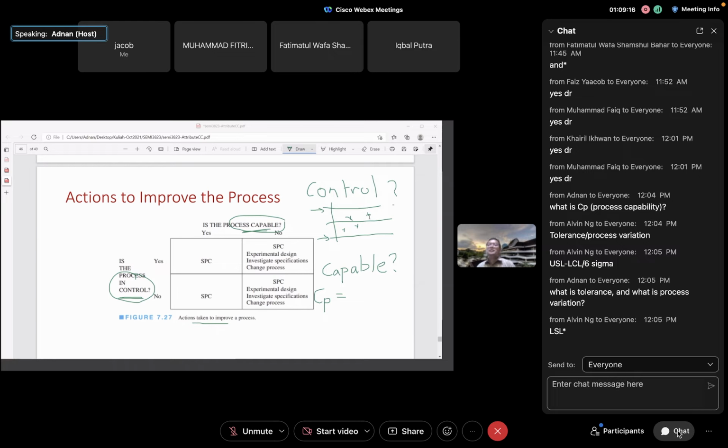Upper specification limit minus lower specification limit, that is the tolerance. What is process variation? Process variation is known as 6 multiplied by sigma. Don't confuse sigma in this capability with the concept of Six Sigma as a methodology for problem solving, which has a bigger meaning. In this case, it is 6 multiplied by sigma. The others, please respond as well.